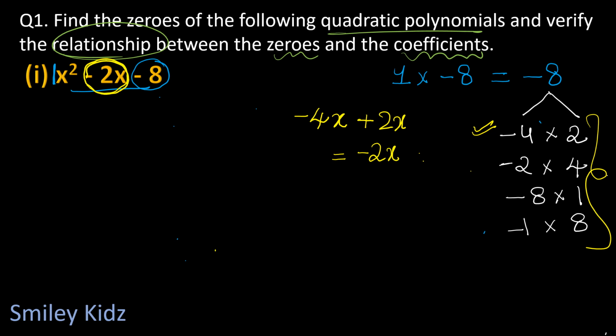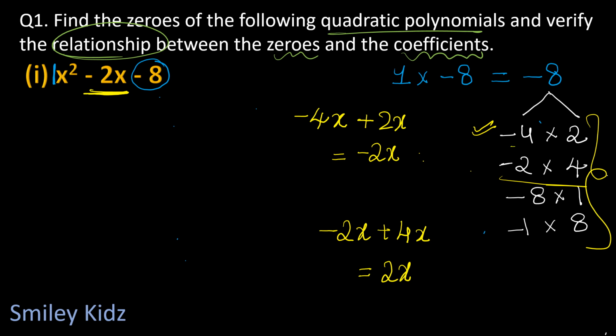If we take a look at the other factors, let's suppose the second one. So it is minus 2x plus 4x. In this case, the resultant answer will be 2x, but we require minus 2x. So we're going to add or subtract these factors in order to get the minus 2x. This is called splitting the middle term, isn't it?